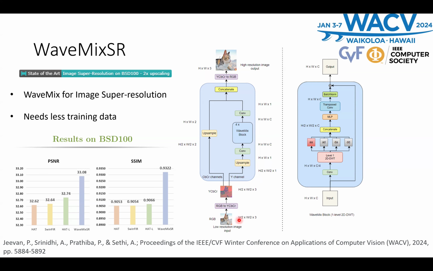Basically, we take the input image, convert the colors to a different color space, the YCbCr color space, then upsample the image to the final resolution that we want, and then use WaveMix blocks for sharpening the image or adding details to the features. And it was able to do it very well.